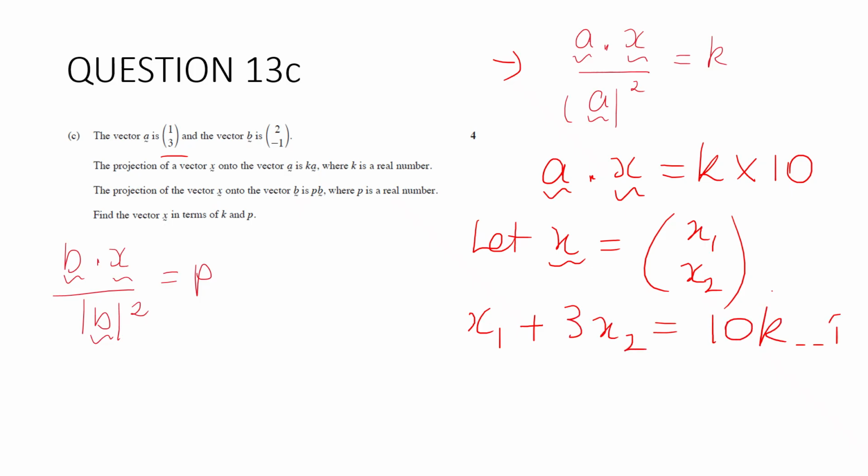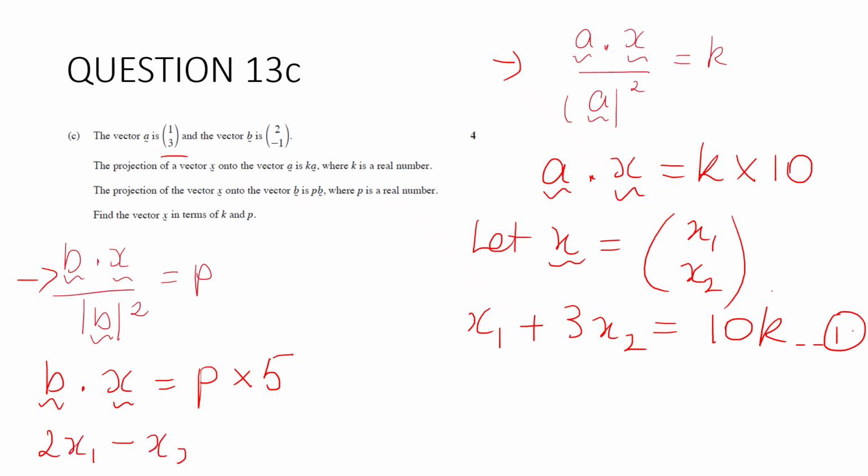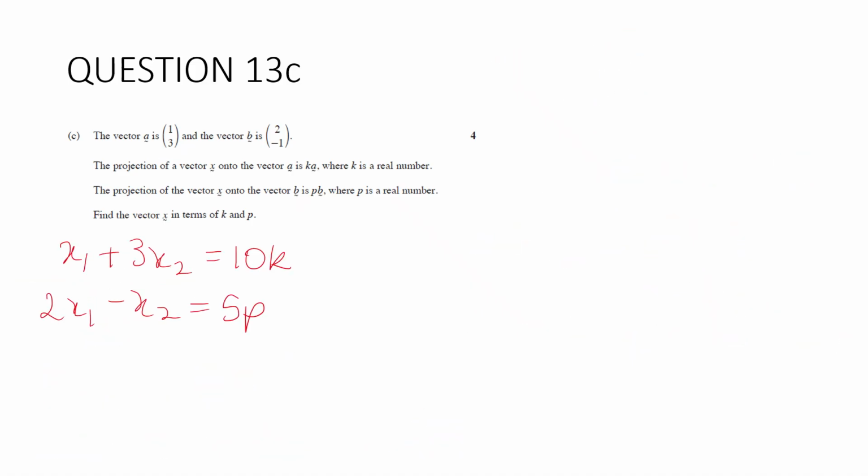Now over here, we've got b dot x is equal to p times the magnitude of b all squared, which is the square root of 5 all squared, which is 5. And again, letting x have components x1 and x2, we have got 2x1 minus x2 is equal to 5p, and that is our second equation. So what we have to do is solve these simultaneously, and we'll start by multiplying this one by 2.